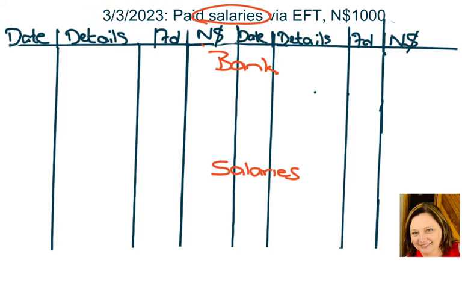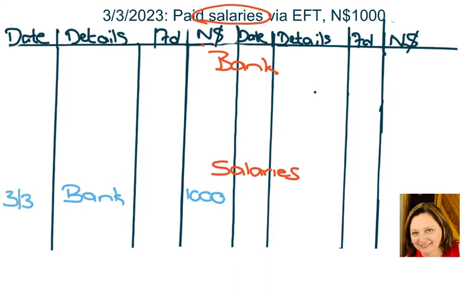All right, so let's start to do this one. My salaries, they are an expense, and remember, expenses increase on the debit side. So my salaries will increase on the debit side. So I will have 1,000. My contra account, or the other account involved, is the bank. So I will just write there bank. And my date is on the 3rd.